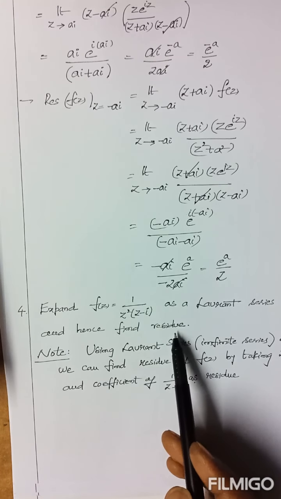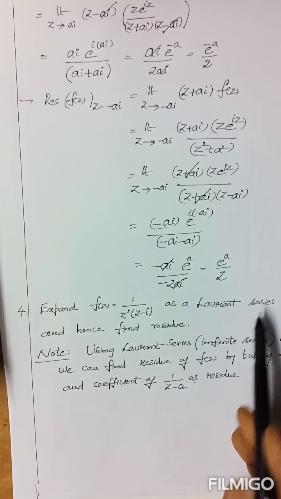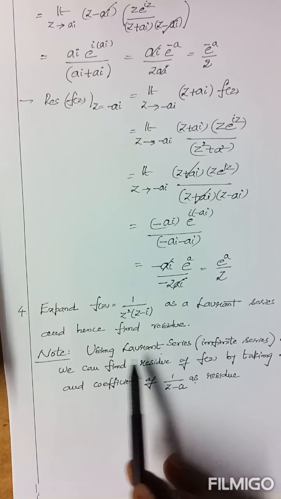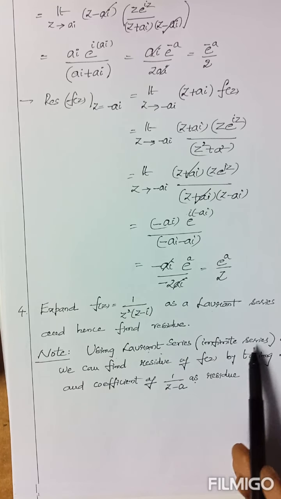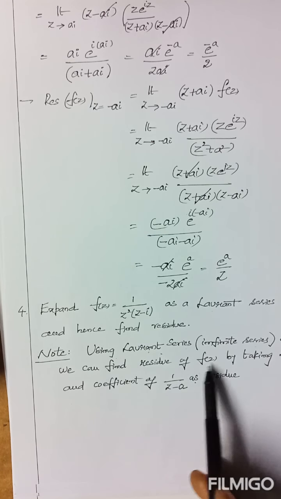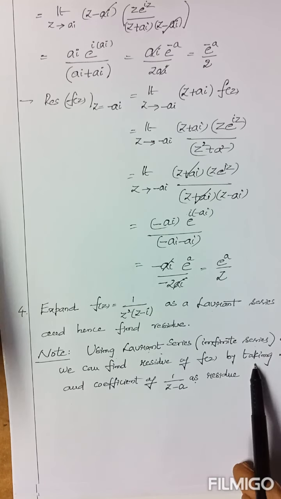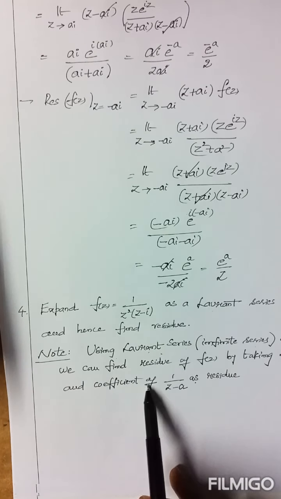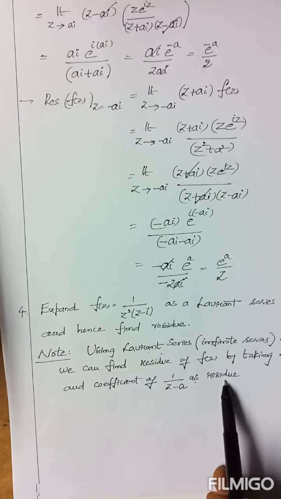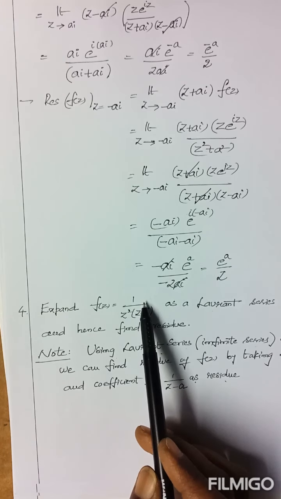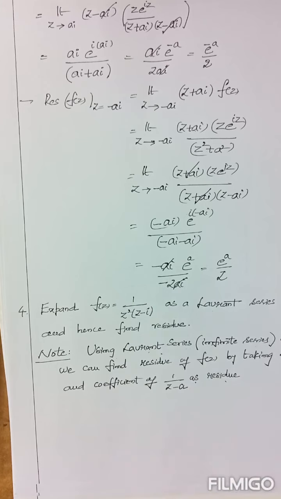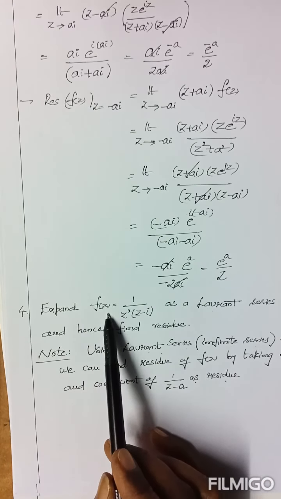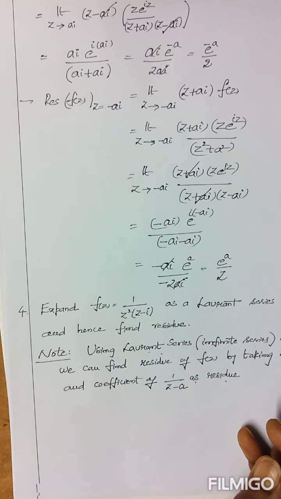Here also we need the residue, but using a Laurent series. A Laurent series is nothing but an infinite series. We can find the residue of f of z by taking z equal to a plus t, and the coefficient of 1 by z minus a is the residue. We just have to write the infinite series form of f of z by taking z equal to a plus t. As per this, the given point a is here i, so we expand f of z as a Laurent series about i.